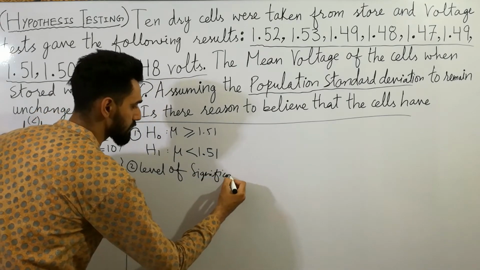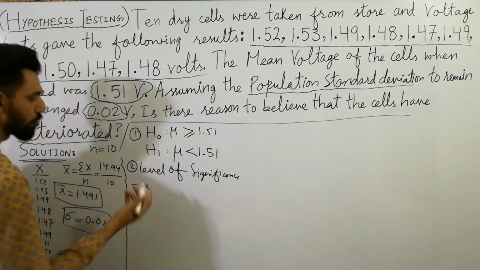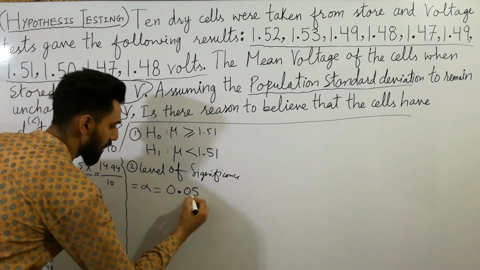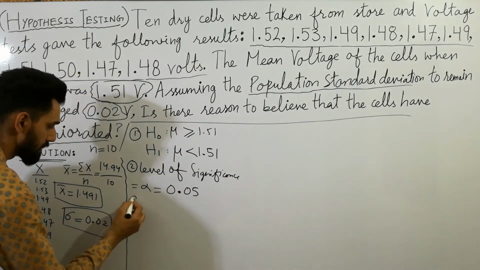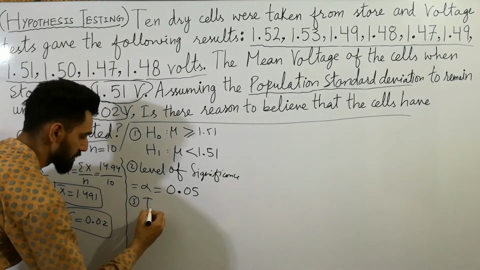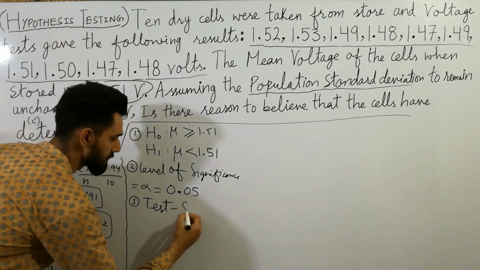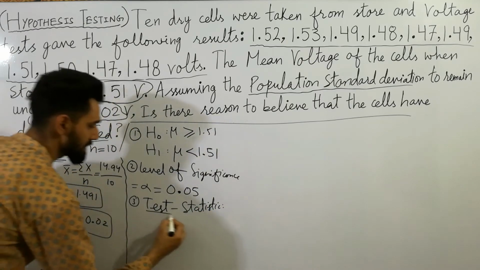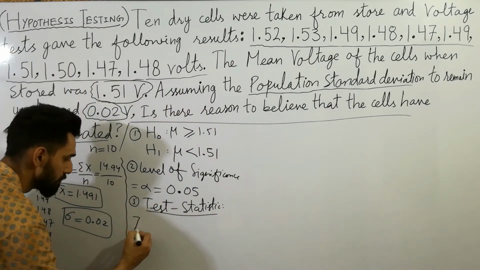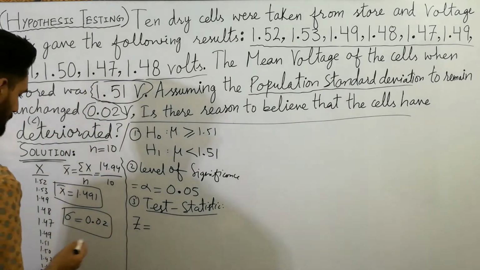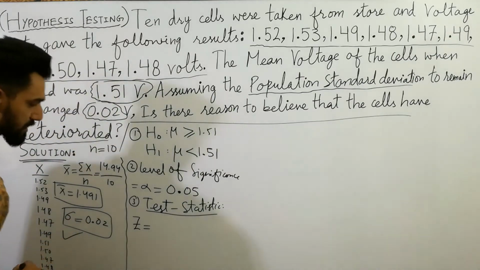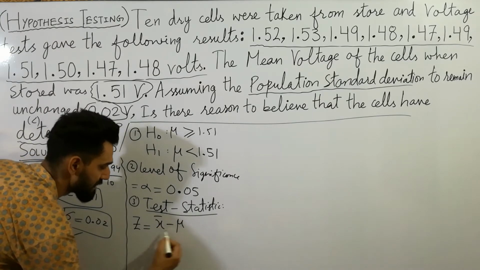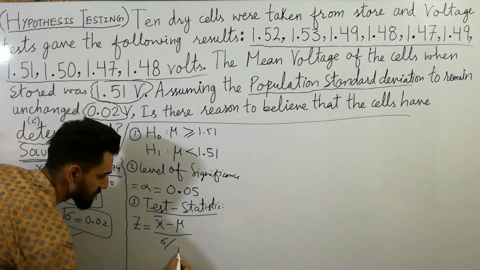Level of significance is equal to alpha, and the most common values of alpha are 0.05. We will use 0.05 here. Now third step is the test statistic. Here we will use the Z formula, because sigma is already given, so we'll use the first test. Z is equal to x bar minus mu divided by sigma over square root of n.